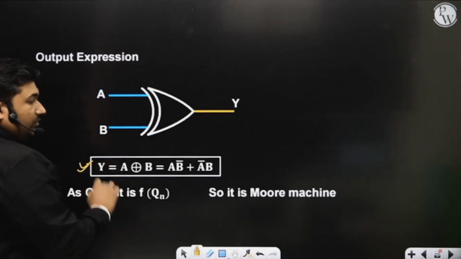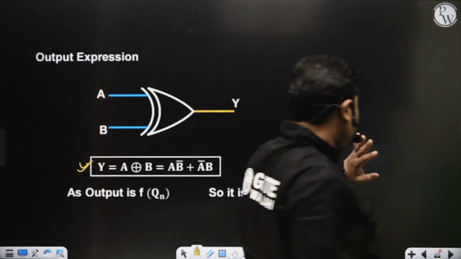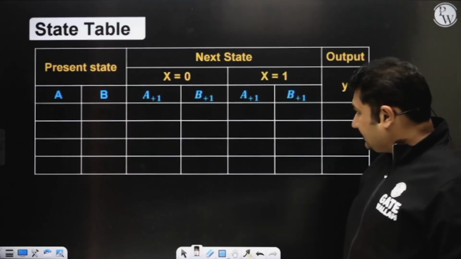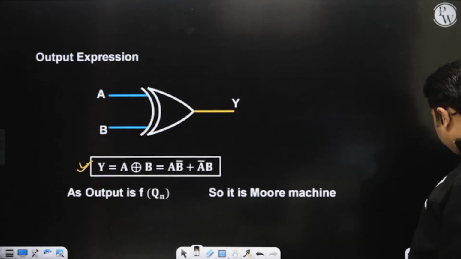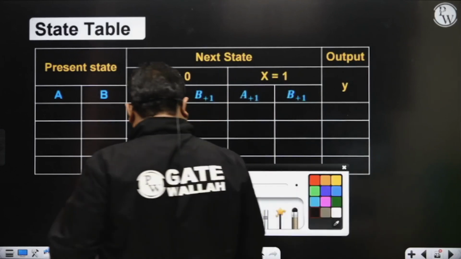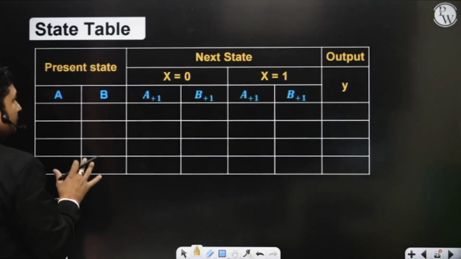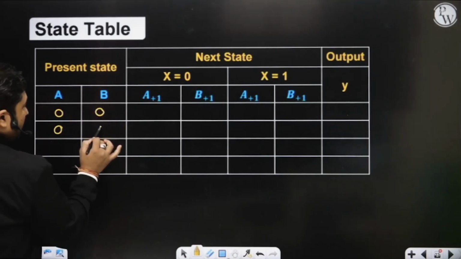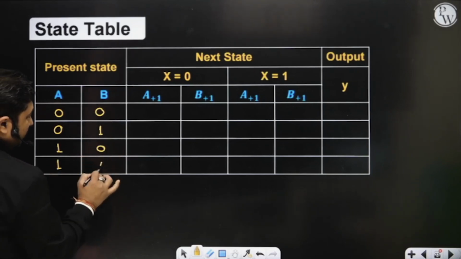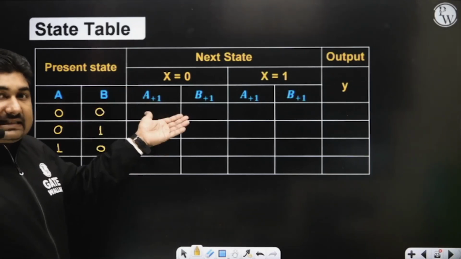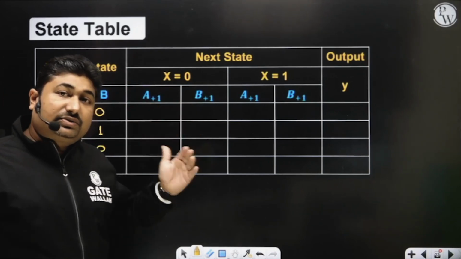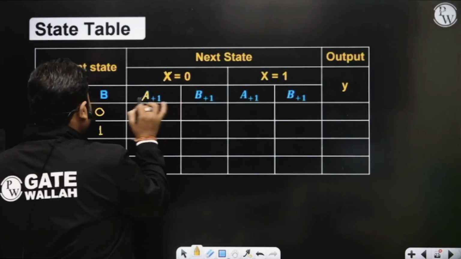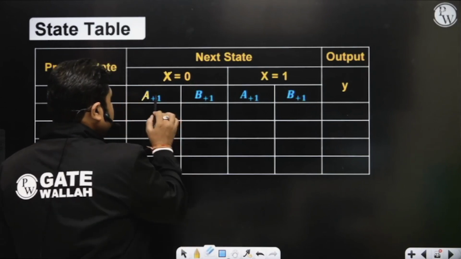It's a Moore machine because the output is a function of Qn only. So I'm analyzing each of them in different stages. See how to construct the state table in the case of a Moore machine. First of all, I am defining the states as A and B: 00, 01, 10, 11. There are 4 possibilities for the present state. Now I am interested in getting the next state with x equals 0 and x equals 1. With x equals 0, the next state is A plus 1, and so on, representing the next state.